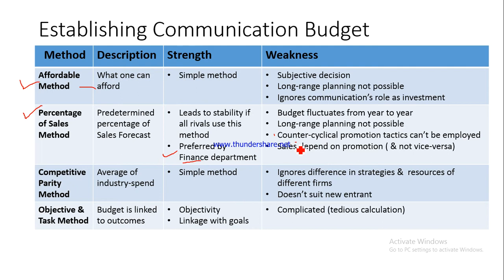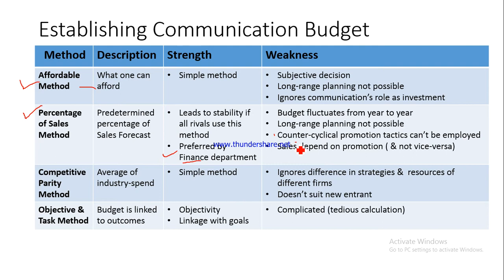Because as far as the recovery phase or the prosperity phase is concerned, the sales are already high. So there is no point in spending too much on the communication campaign. On the other hand, whenever there is a depression phase, the sales are already low. So if you spend more on communication campaign, naturally your sales might pick up, right? So this is what is known as counter-cyclical promotion campaign. Is that fine?